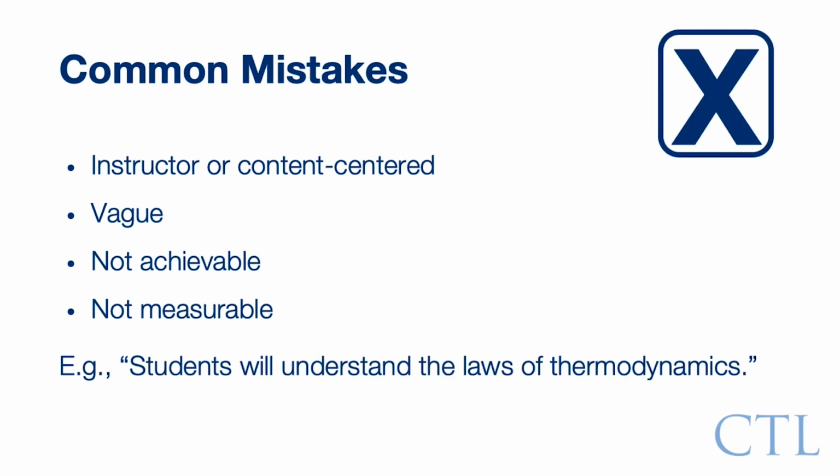Common mistakes when drafting learning objectives include that the learning objectives are not objectives, just the list of the content that students will learn in a course. Instructors often think about what they want to accomplish in a course, what topics they want to cover. In this case, objectives may be instructor or content-centered and not focus on what the students will be able to do. In certain instances, objectives may not be achievable given the level and time frame of the course, or they may be vague and not measurable.